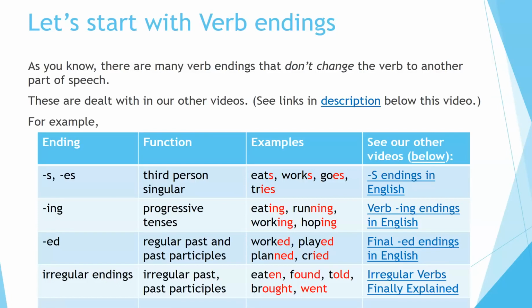Irregular verb endings indicate irregular past and past participles. For example, eaten, found, told, brought. And sometimes we even change the word, like went. We have another video that deals with that: Irregular verbs finally explained.